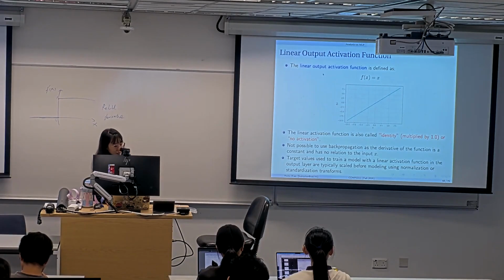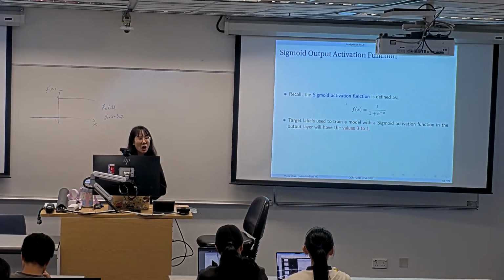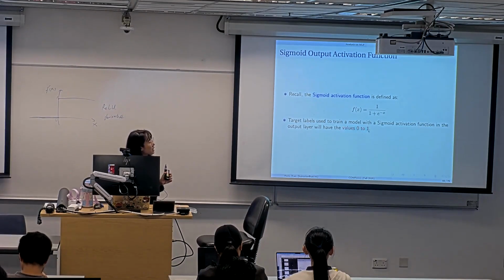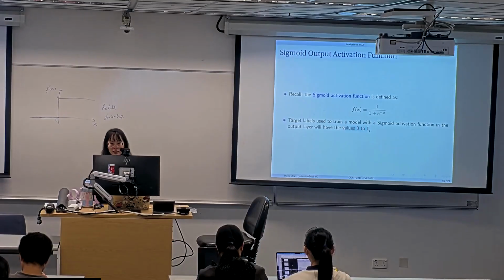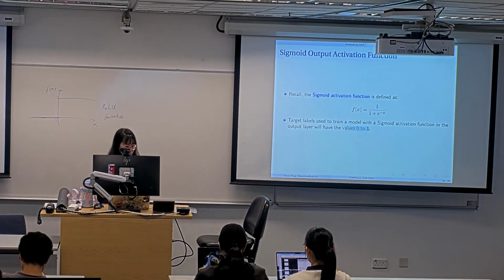This is for linear, and sigmoid we analyzed a lot. Even though we find that in hidden layers it's not so good because of the vanishing gradient, in the output layer sigmoid is still quite good if we want to have a probability as the output, because we know that sigmoid has values from 0 to 1, which perfectly matches probability. So if we are doing some binary classification, it's very good to use sigmoid.